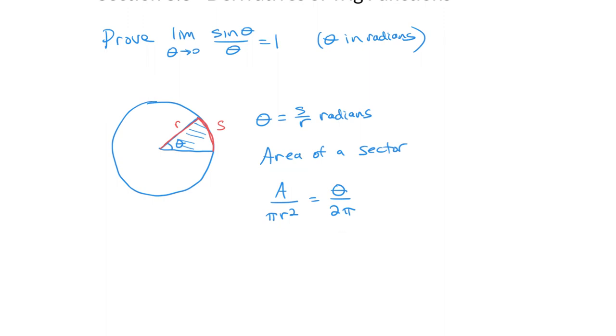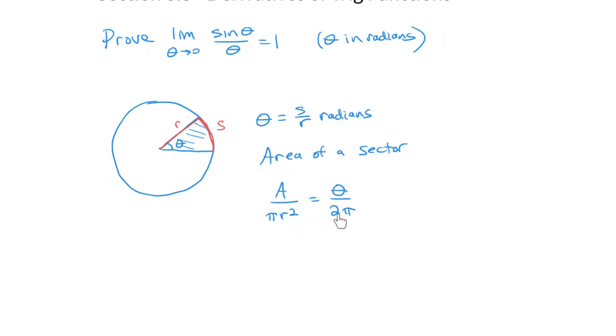So 2 pi, where's that from? Well, if I open this angle so it goes all the way around the circle, if we were using degrees, we'd say there are 360 degrees in a circle. But when we use radians, we say there are 2 pi radians in a circle. So the shaded area compares to the area of the entire circle in the same way that theta compares to the total angle measurement in radians in the entire circle. And then we can use this to solve for the area of a sector.